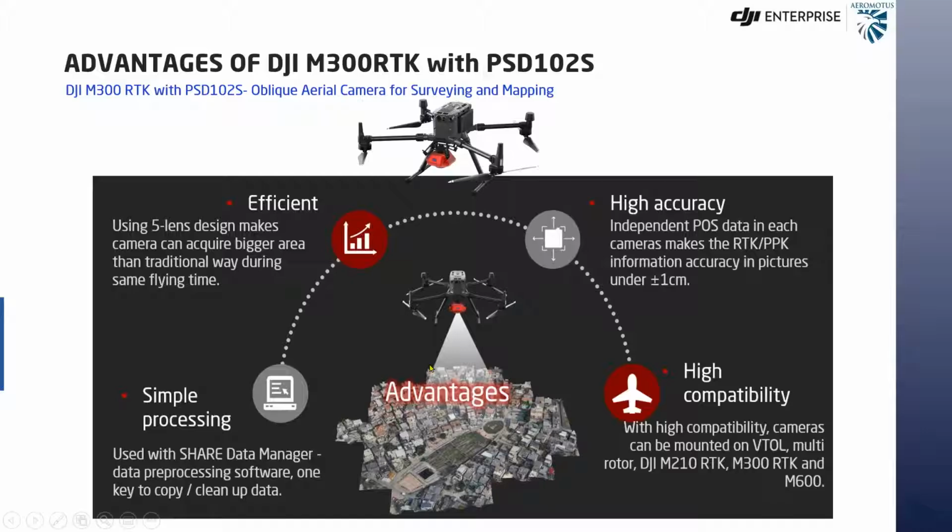Advantages of using the PSD: it's efficient. It's got a 5 lens camera, and it's got higher accuracy in terms of positional data. It's able to integrate with the DJI M300's RTK antenna. It's compatible with different models: DJI M210, M300, and M600. There's also a data manager software which comes along with the 102S, which is able to process the images, add the position data to the images, and import them into DJI Terra or any other aerial imaging platforms and continue with the contours processing, and generate outputs for CAD and GIS formats.